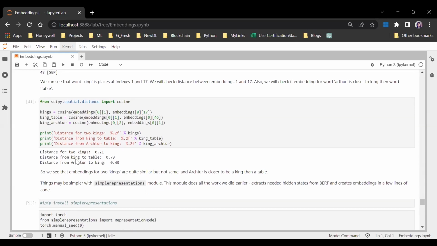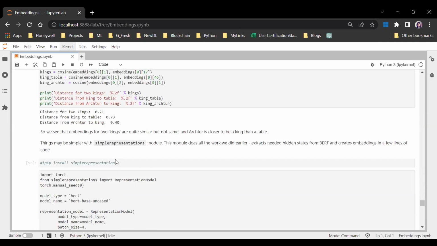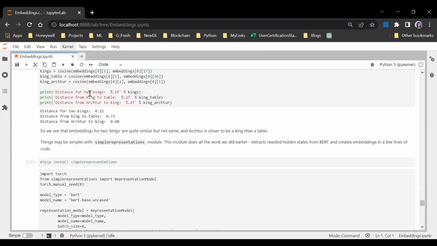And if we see the distance between king and table, it indicates a distance of 0.73 or 73%. So this is valid, that king and table are not related at all. Yep. And this is another representation.